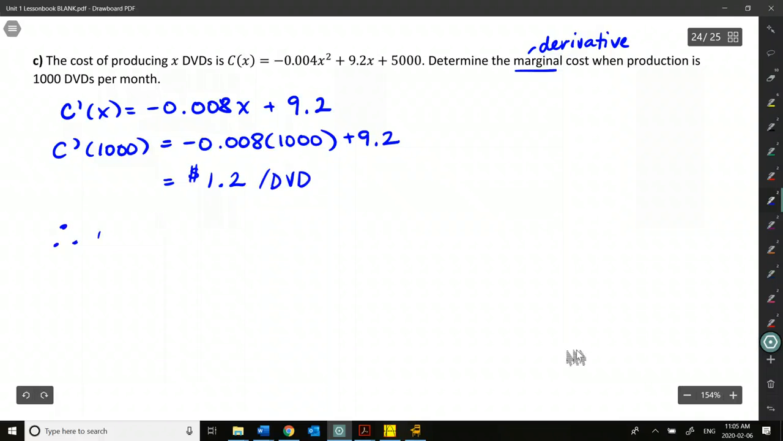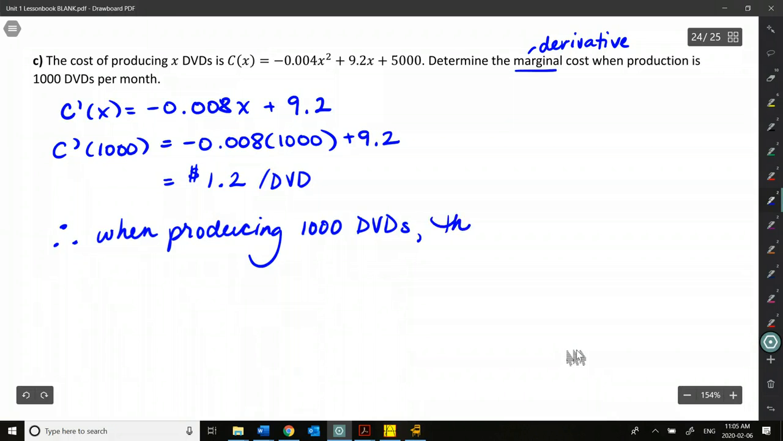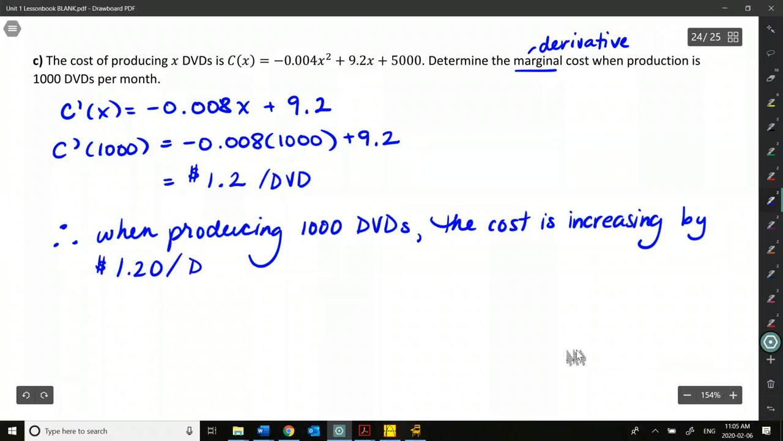Okay, so this is, again, dollars per DVD. So our interpretation here should be that when we produce 1,000 DVDs, the cost is increasing by $1.20 per DVD. Okay, if you see a negative, that means it's decreasing.